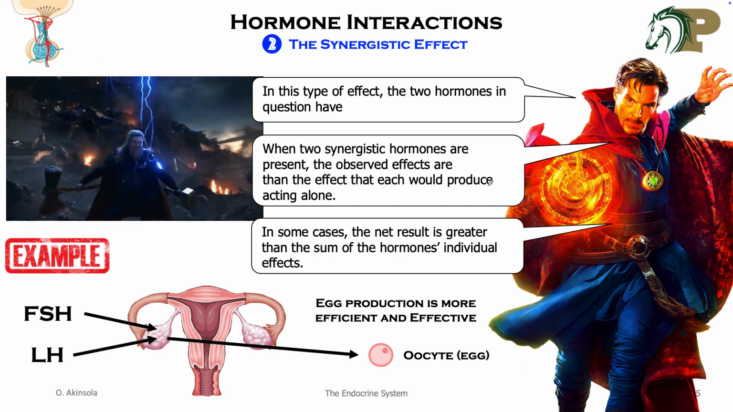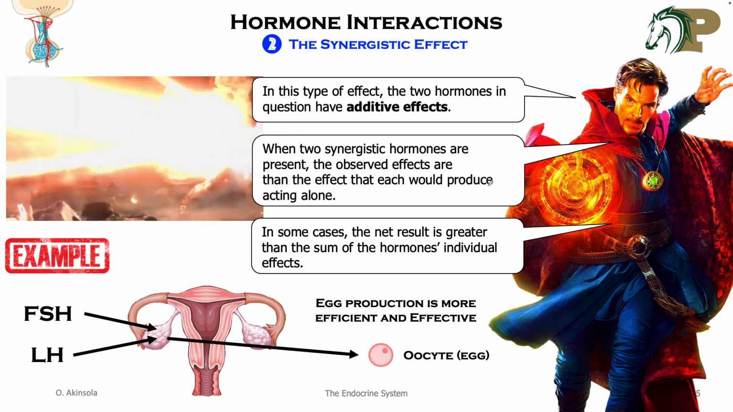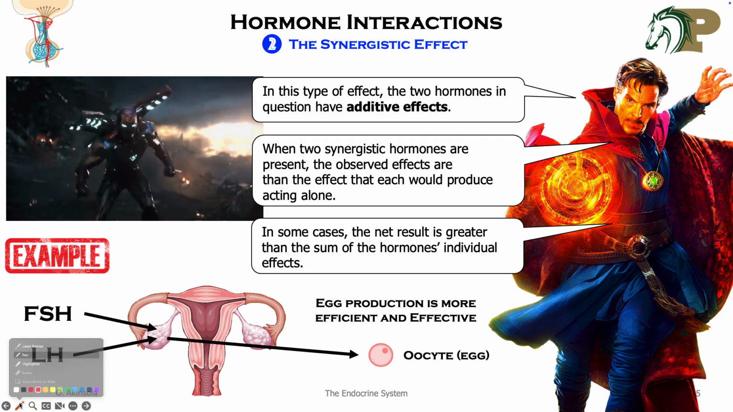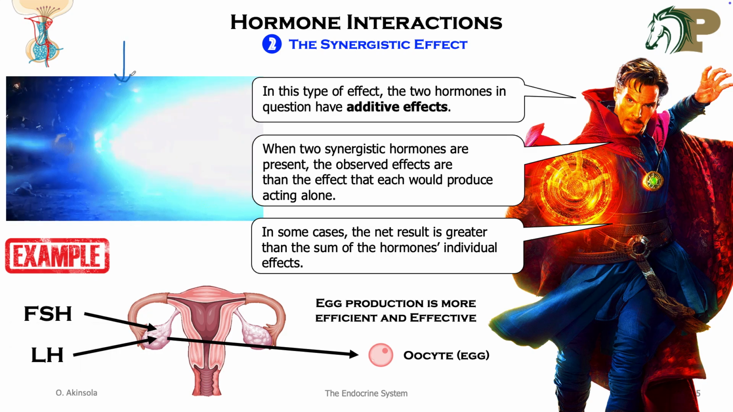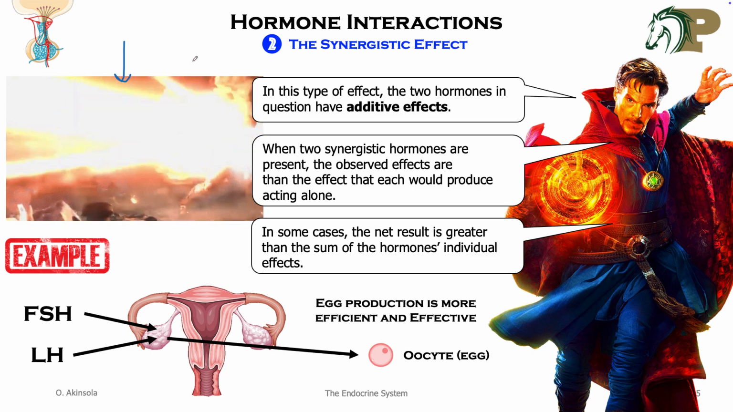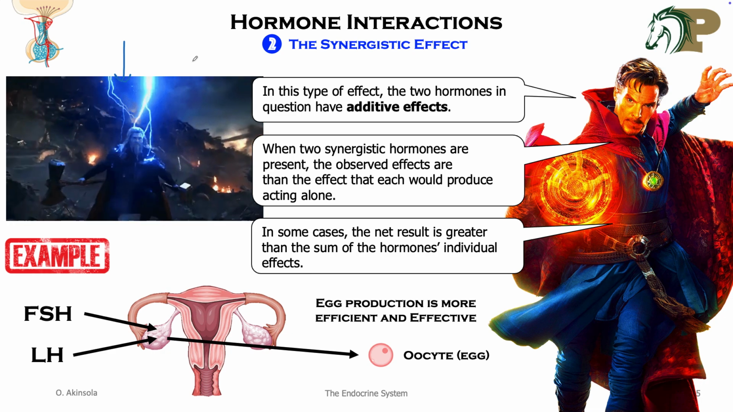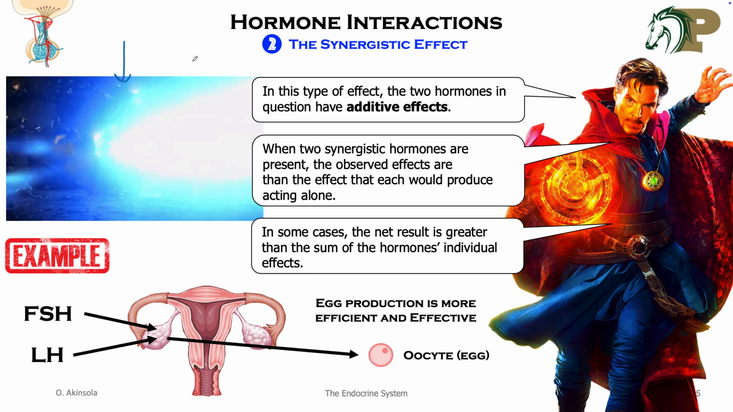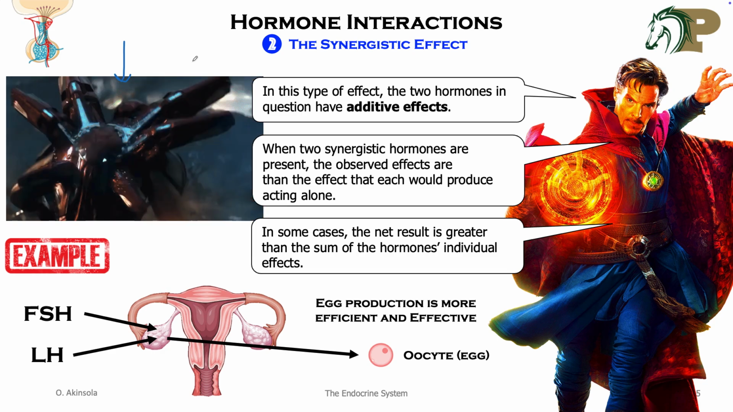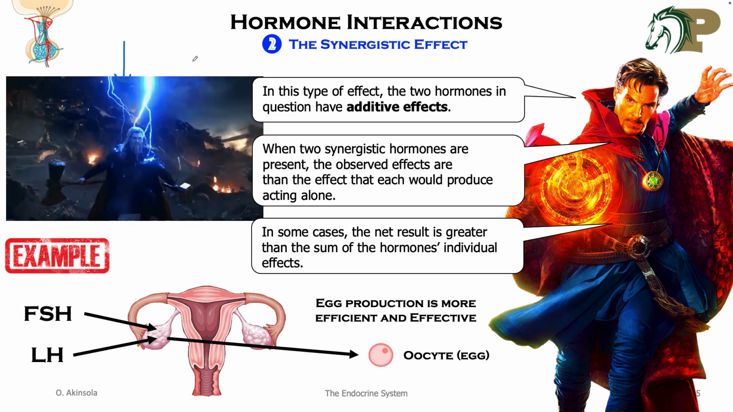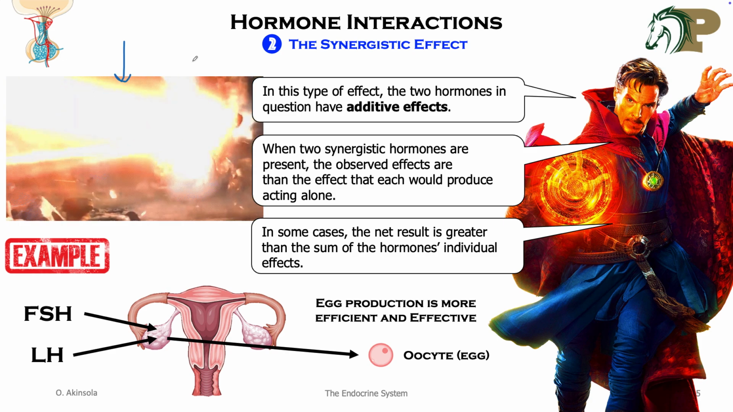All right, synergistic effect. In this type of effect, the two hormones in question have additive effects. If we take a look at this clip from Avengers Endgame, where Thor gives Iron Man a supercharge so he can attack Thanos, they are essentially combining their abilities, their powers, so that they can fight a common foe.